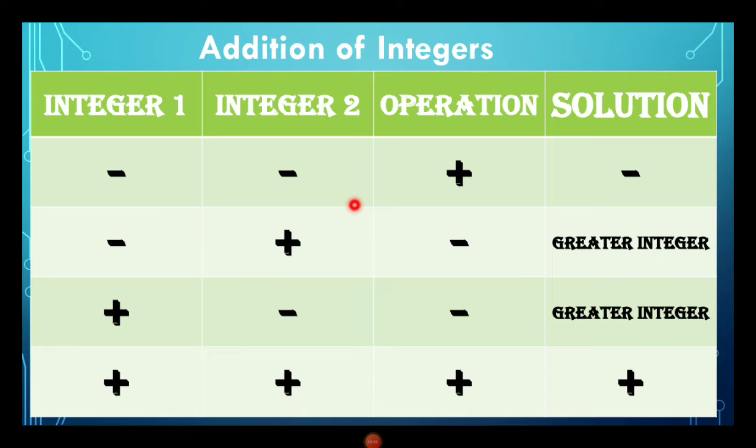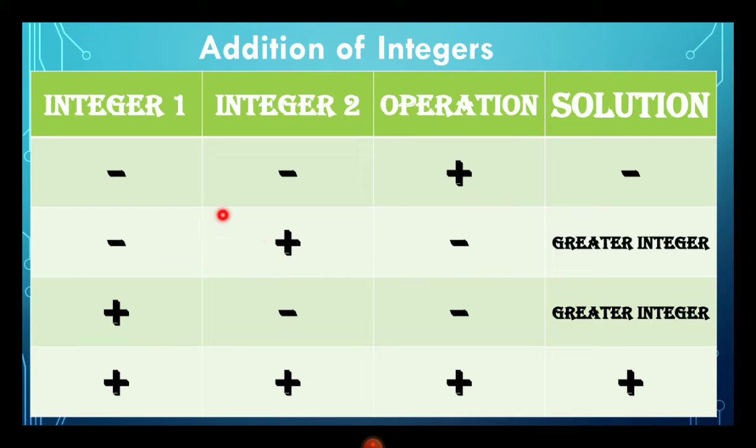Now, let's see the addition of integers. You need to know this table while doing addition of integers. Let me explain this table. Say if integer 1 is negative and integer 2 is negative, then you should do addition and the answer will be negative. So if you take two negative integers and add them, you will take the minus common and then take the two numbers and add as you did in whole numbers. Then you write the answer and put a negative sign before it.